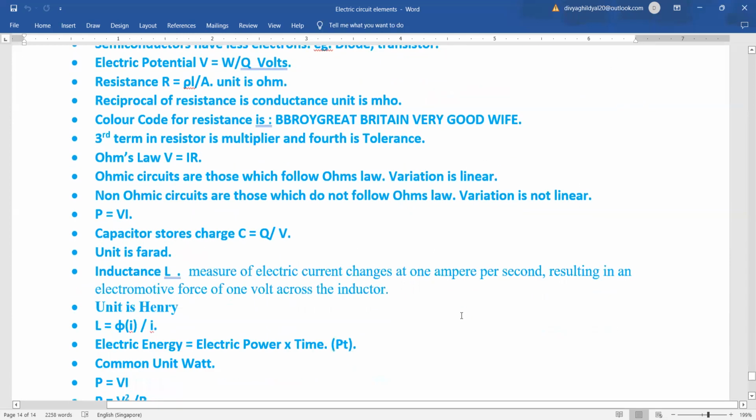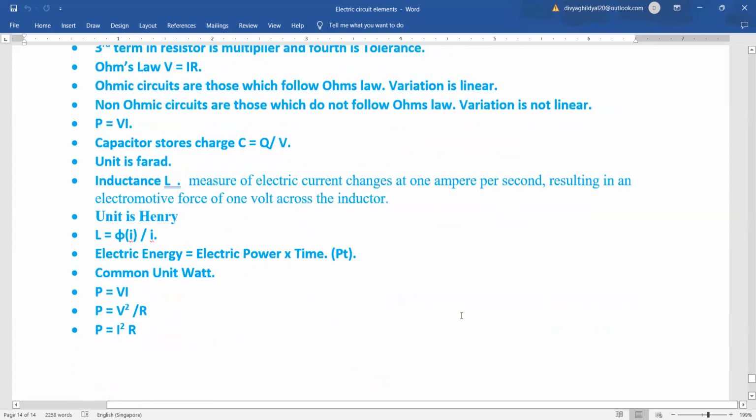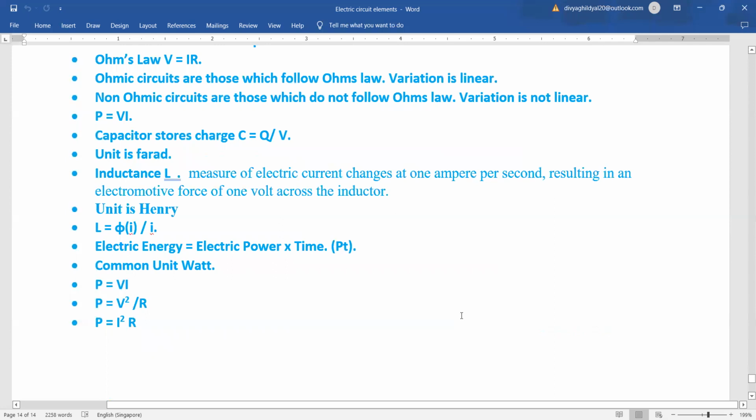Those circuits which follow Ohm's law are known as ohmic circuits, and those which do not are known as non-ohmic circuits. A capacitor stores charge. Its unit is farad. Inductance is the variation that comes up in an electric circuit resulting in an electromotive force, which is E is equal to minus L di by dt. The unit of inductance is Henry.